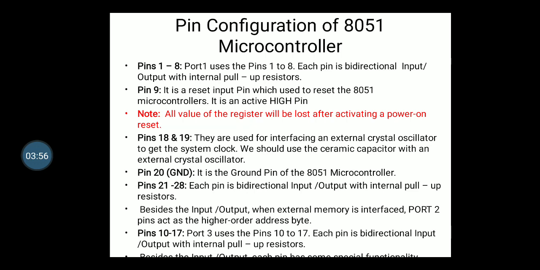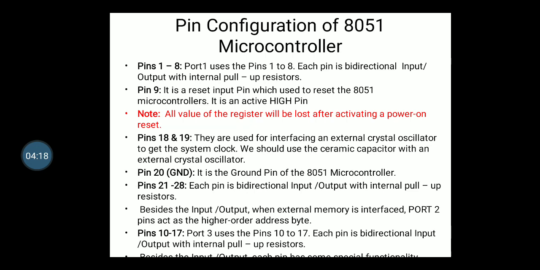Pins 18 and 19 are used to interface an external crystal oscillator to get the system clock, right? As I told you, we have seen the oscillator in the architecture. So that oscillator is connected to pin number 18 and 19. Pin number 20 is ground because we need a power supply for that. So for the power supply we need ground also.